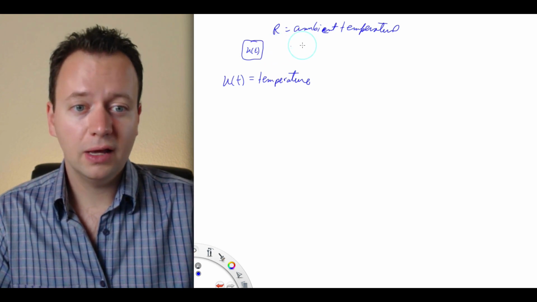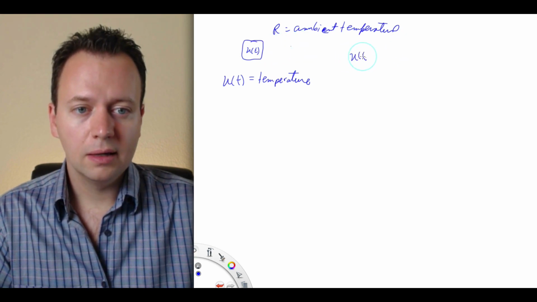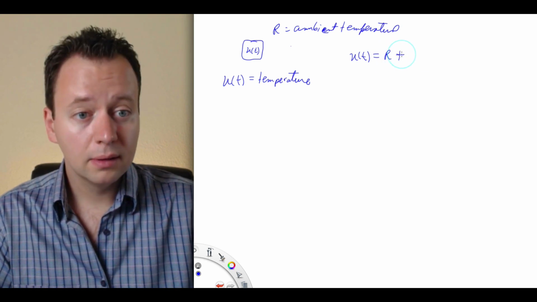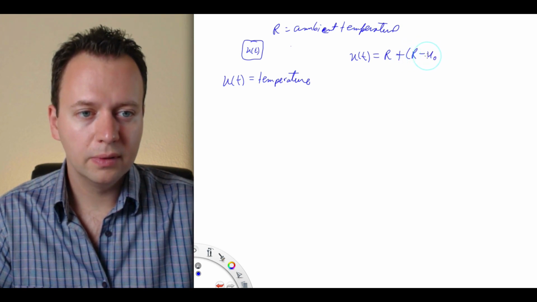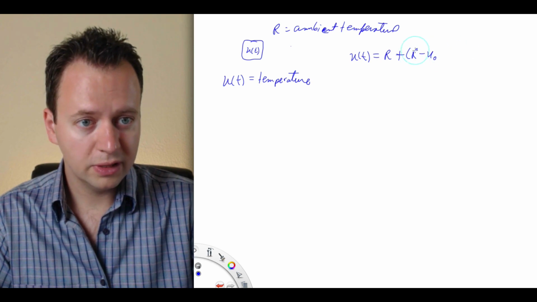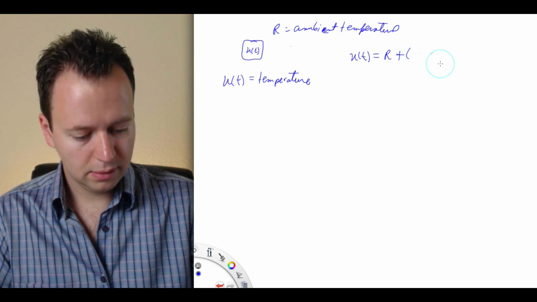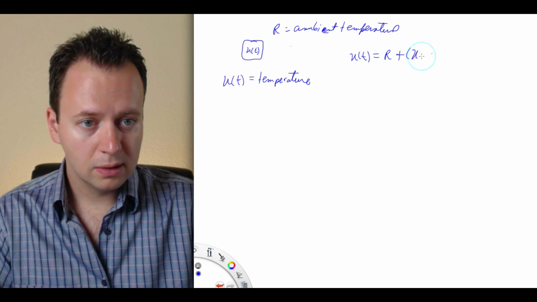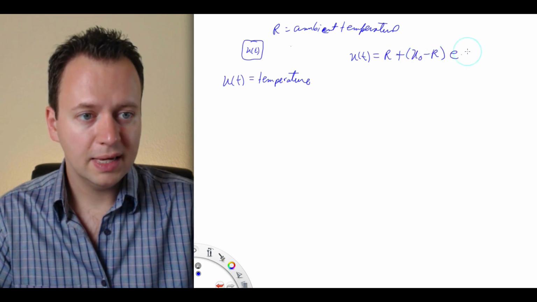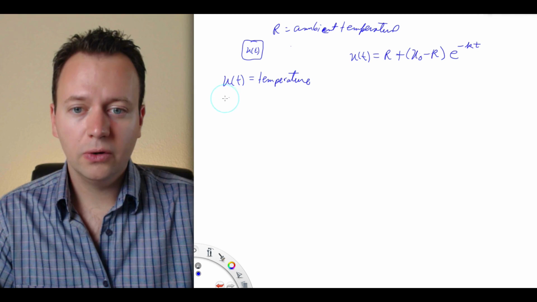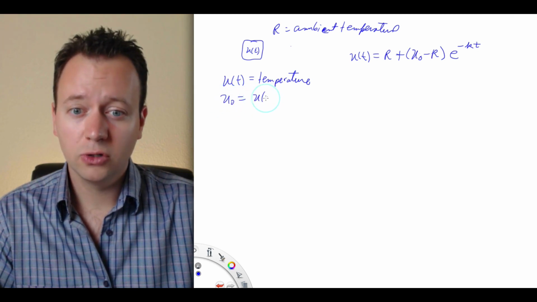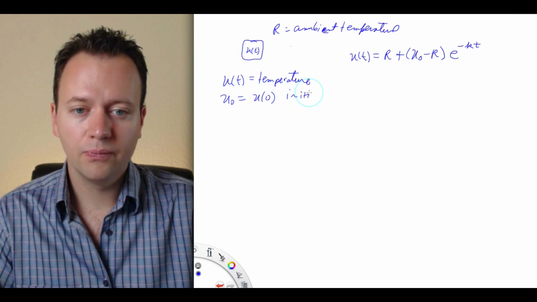So Newton's law of heating and cooling says that U of t is going to be given by R plus, and we get this constant, actually it's the other way around, U sub 0 minus R. It has to be the other way around. U sub 0 minus R times e to the minus kt. So here U sub 0 is the initial temperature of the body.